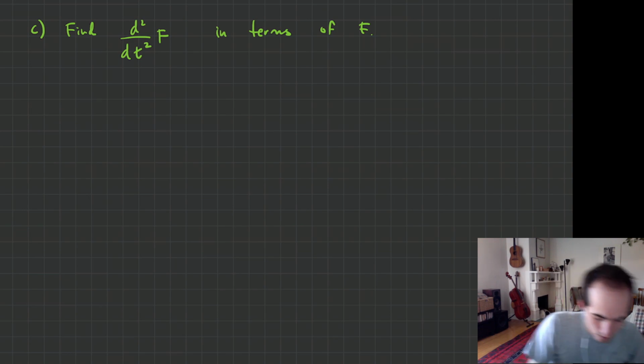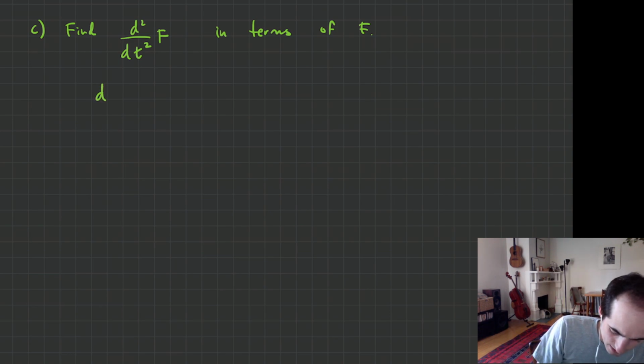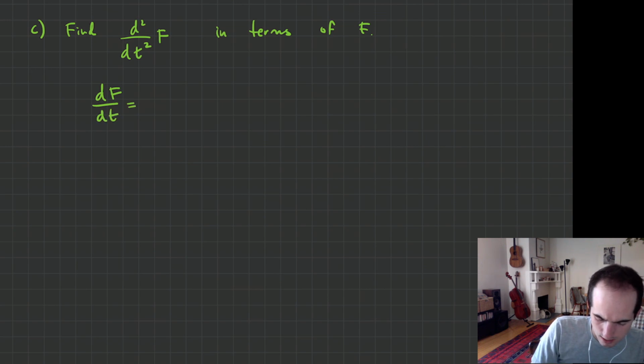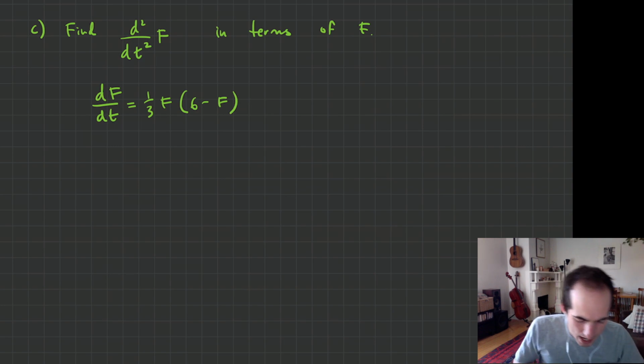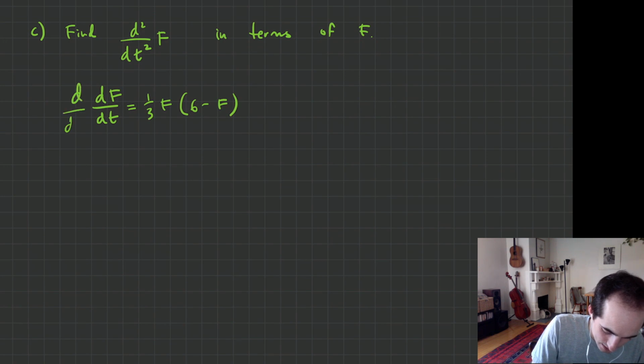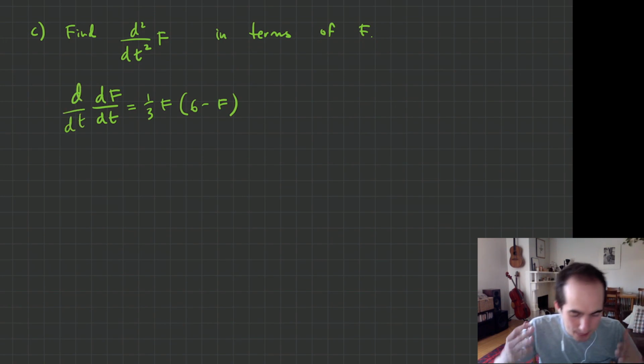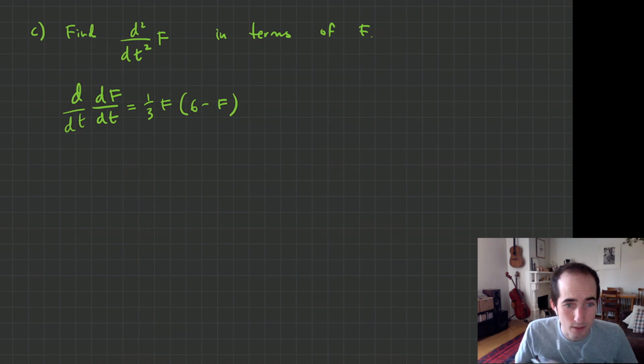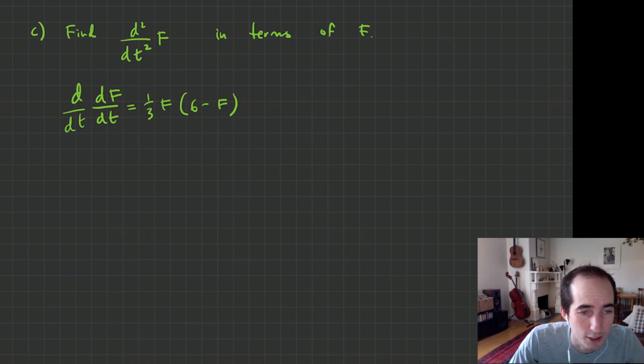So basically all we're asked to do, I know that df by dt is equal to 1/3 times f times 6 minus f. And now we're asked to find the derivative of this, so basically d by dt of this. But we're going to keep it in terms of f, so we don't have to worry too much about converting it into a function of time. We're just looking at it in terms of the function of f.